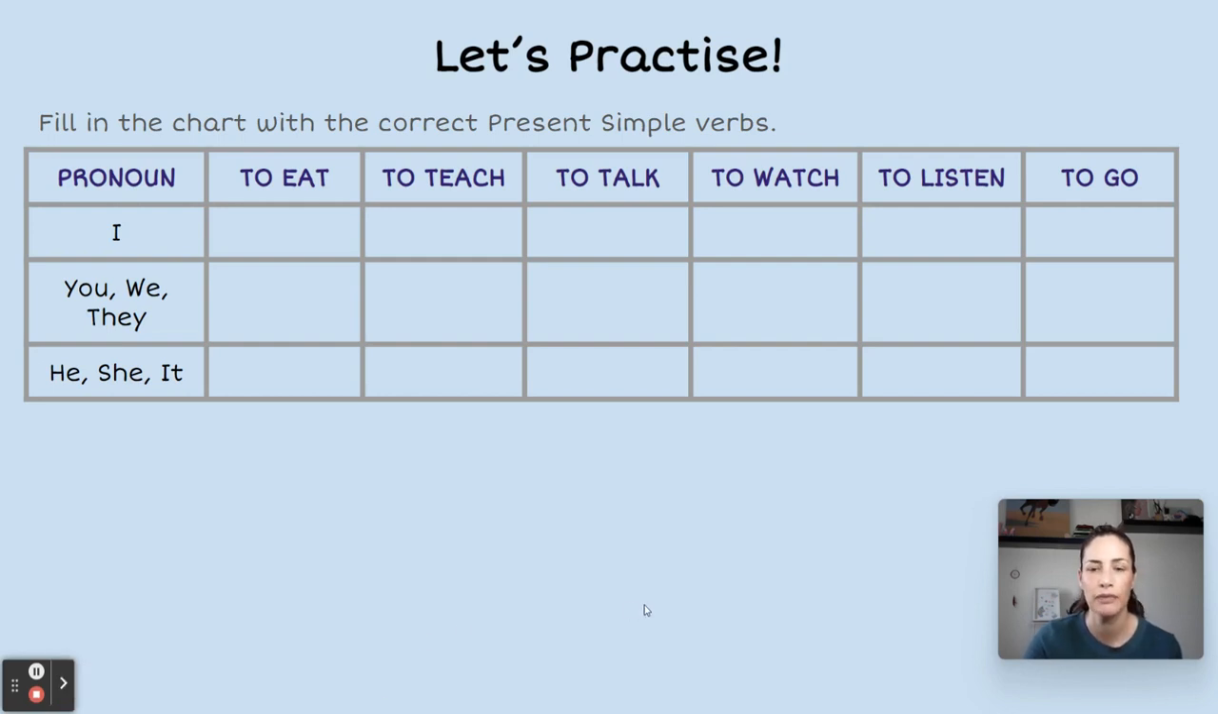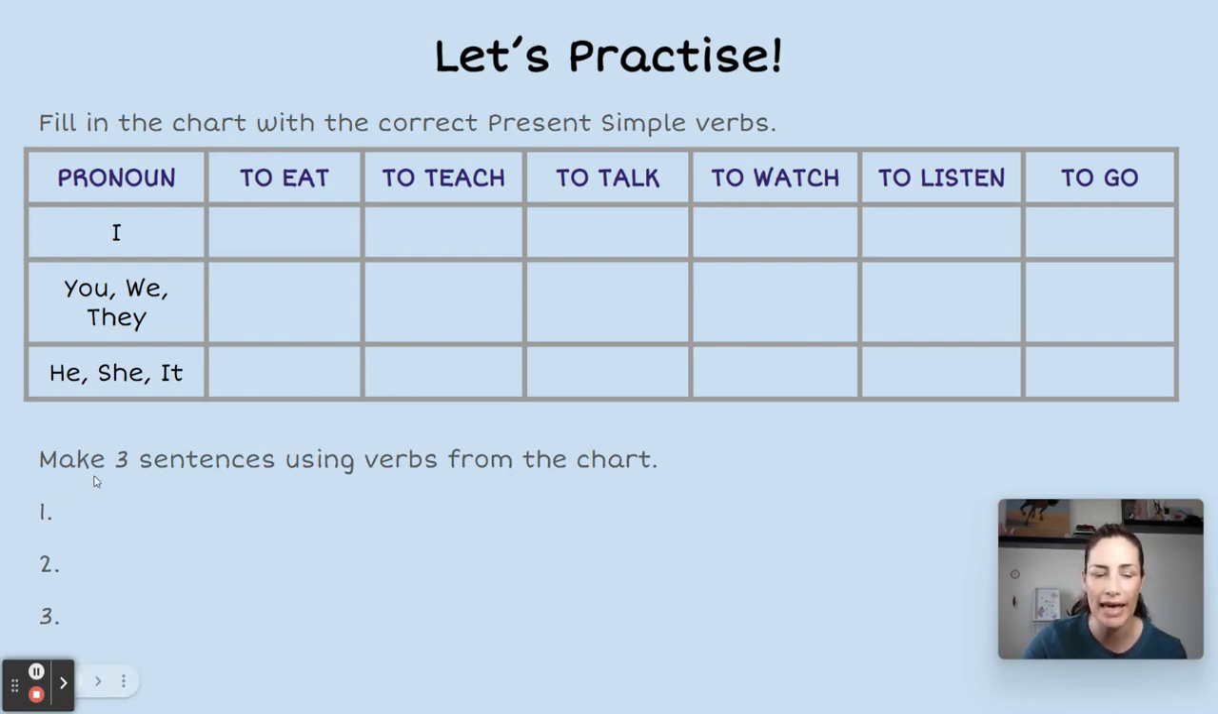Let me get rid of this here. Our second exercise, our second activity, okay, is to make, let's read it together. Make or write. Make 3 sentences using verbs from the chart. So we need to write, okay? We need to write 3 sentences.